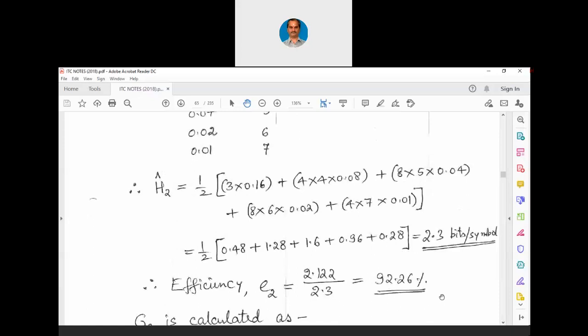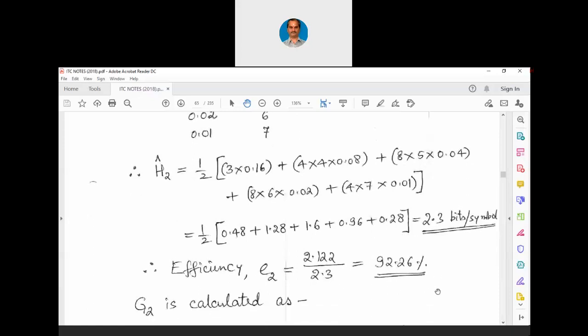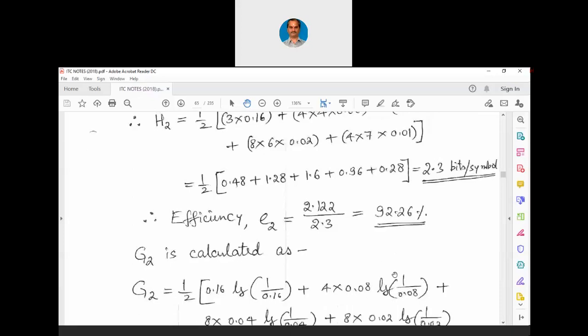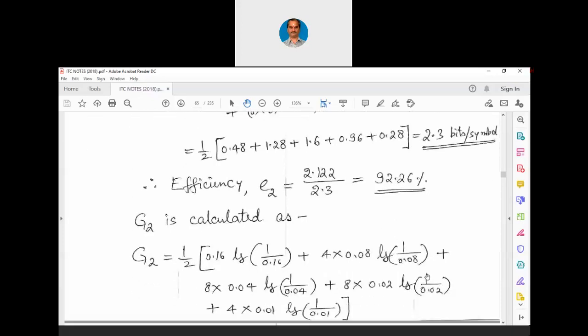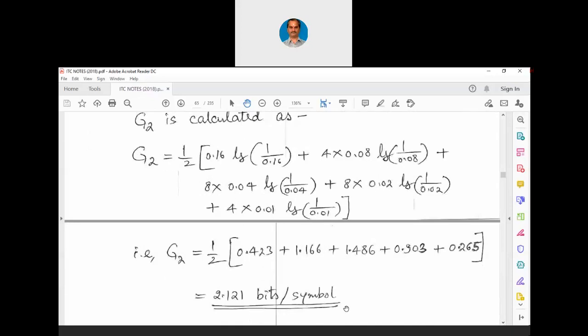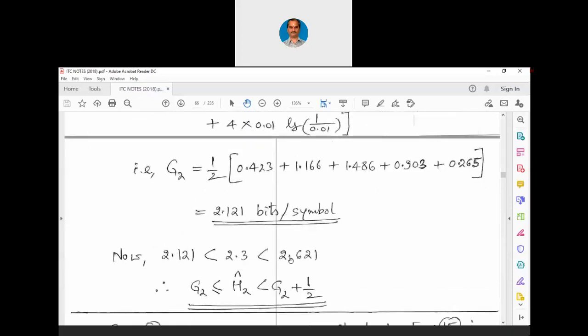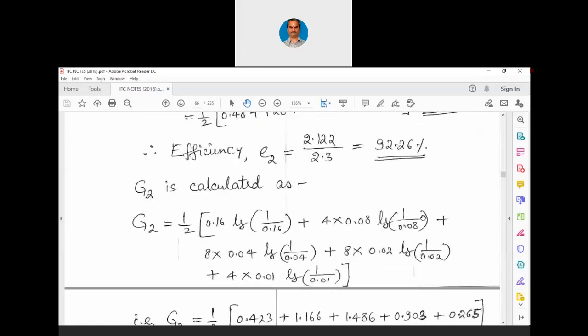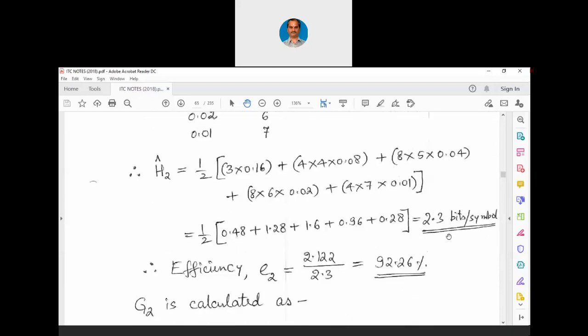Now, G2 can be calculated. G2 is 1 over n into, again applying the formula, 0.16 times lg of 1 over 0.16 plus 4 into 0.08 times lg of 1 over 0.08. This way we go on. We compute G2, that G2 is 2.121 bits per symbol. So now 2.121 is less than 2.3 and it is less than 2.621. This 2.621 is what? G2 plus half, that is Gn plus 1 over n. So that way you can see that this 2.3 is H2 cap, the average number of bits per symbol in the transmitted sequence.